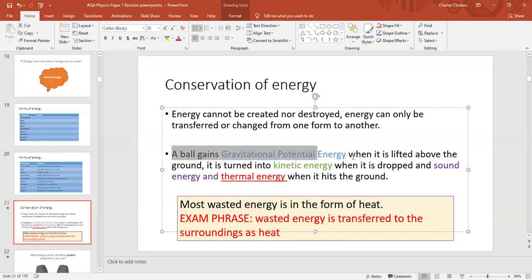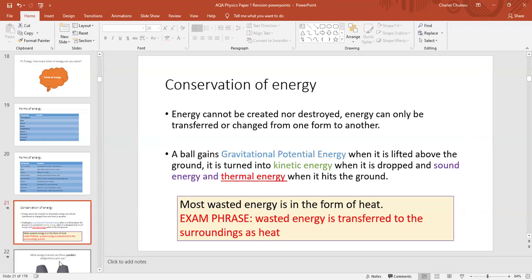A ball gains gravitational potential energy. So you remember I said these two are the same. So this is a confirmation of it. A ball gains gravitational potential energy when it is lifted above the ground. It is turned into kinetic energy when it is dropped, and sound energy, okay, when you hear the ball hitting the floor, that's sound energy. And then thermal energy, heat, when it hits the ground. To some extent, the ball warms up. It may not be too noticeable, but the ball warms up, okay?